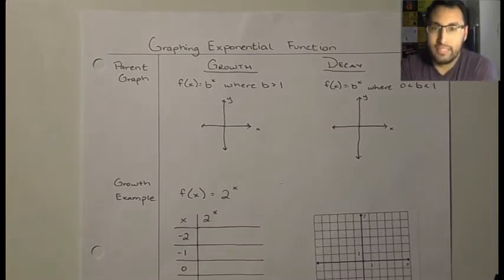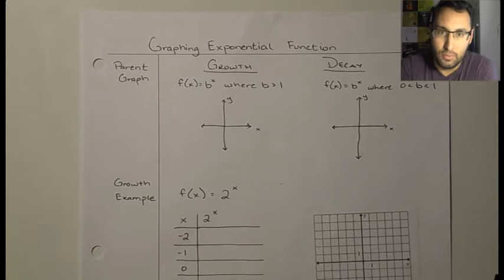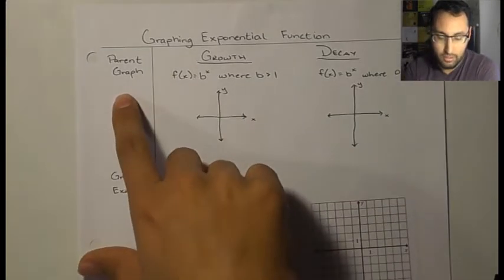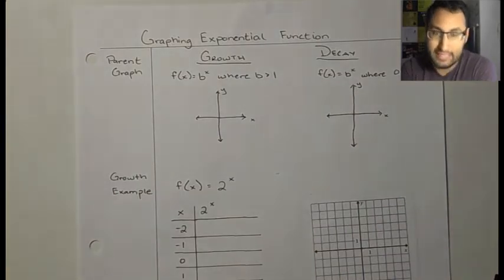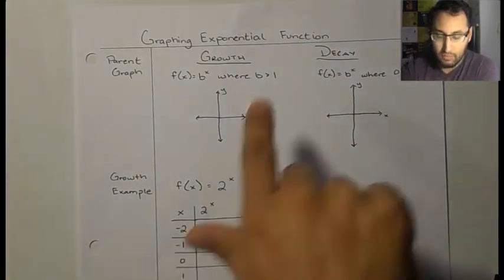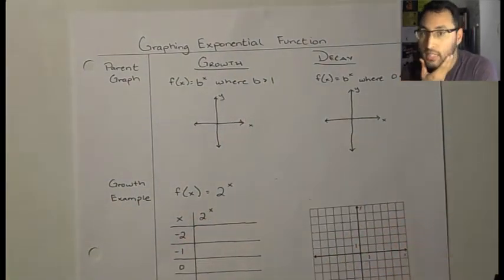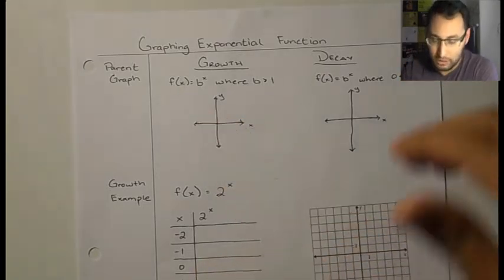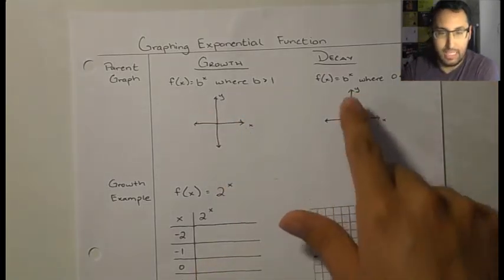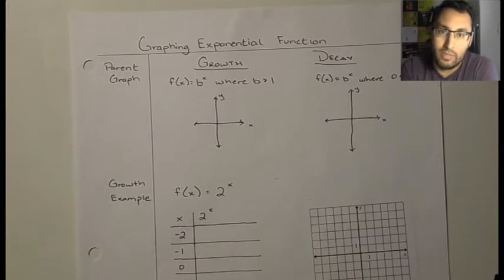Hey class, this video is on graphing exponential functions. We're just going to do very simple exponential functions so you get the idea of how to graph. So we have our parent graph, which is just f of x equal to b to the x power. Whenever the b value is greater than 1, that is an exponential growth function. For decay, same thing, but that's where the b value, our rate of change, is between 0 and 1.